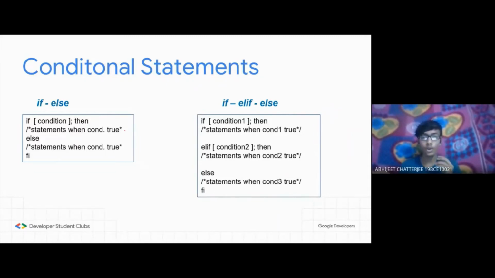Now moving on to if, elif and else. If there is the same condition one, then we have to print. Then there is elif, which specifies condition two, having the same spaces and square brackets. Then we have the else part, and finally we close it using fi.